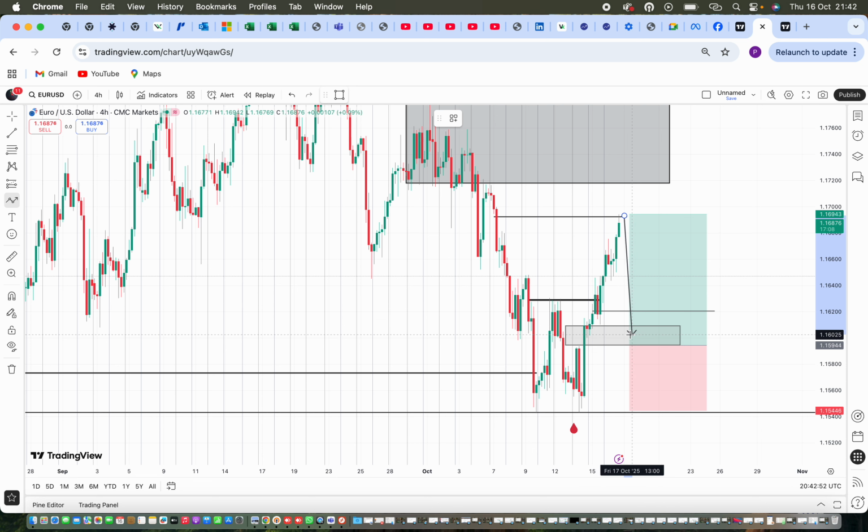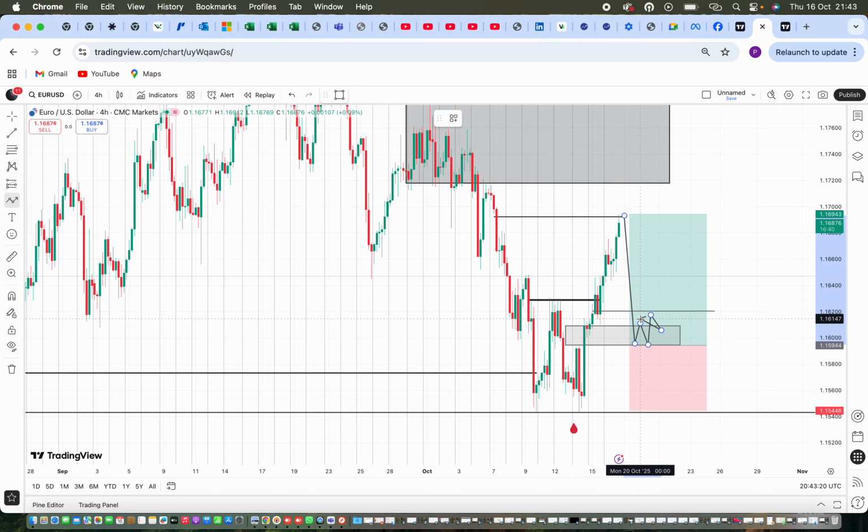But I will appreciate if the price can get here, give us a form of discount, because this is the 50% level. I'm expecting price to trade to this level and give us a change of market structure on the internal structure, like the 1 hour or 15 minutes time frame. Once I see a shift in structure around this area, on the 15 minutes or 1 hour time frame, that is when I'm going to enter this trade.